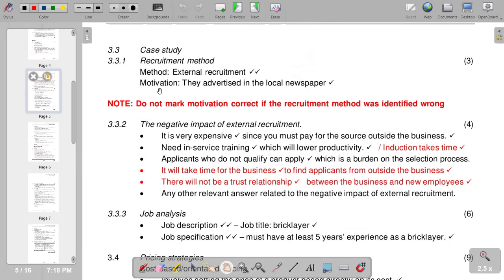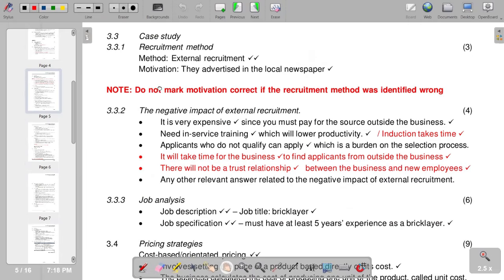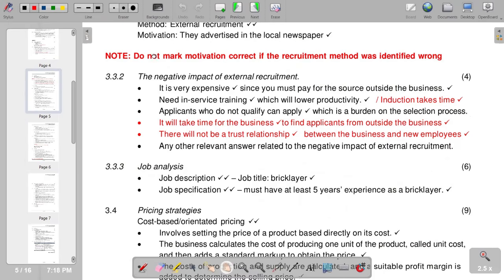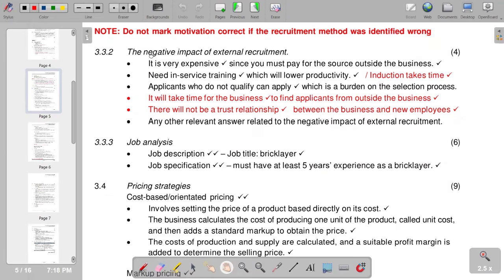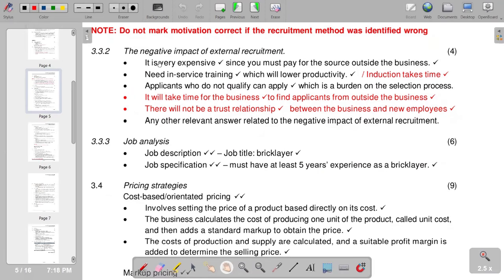On the next part, we go to the negative impact of external recruitment. These are the negative impacts of external recruitment that we have. On the next part, we've got job analysis. Under job analysis, we've got job description and job specification.